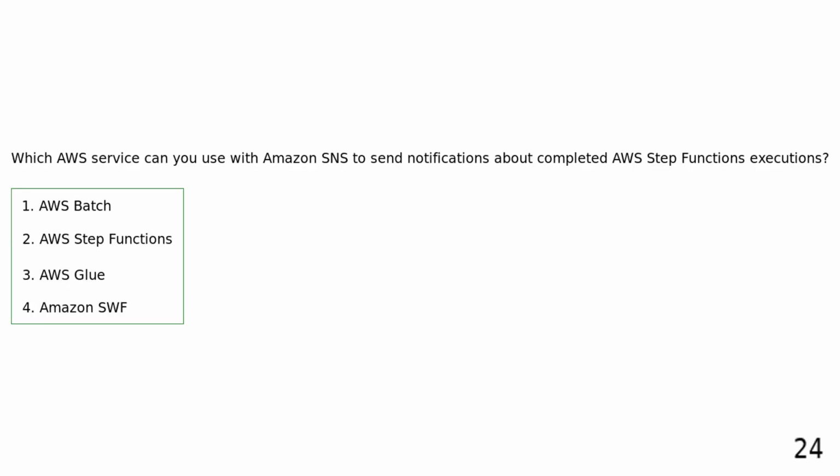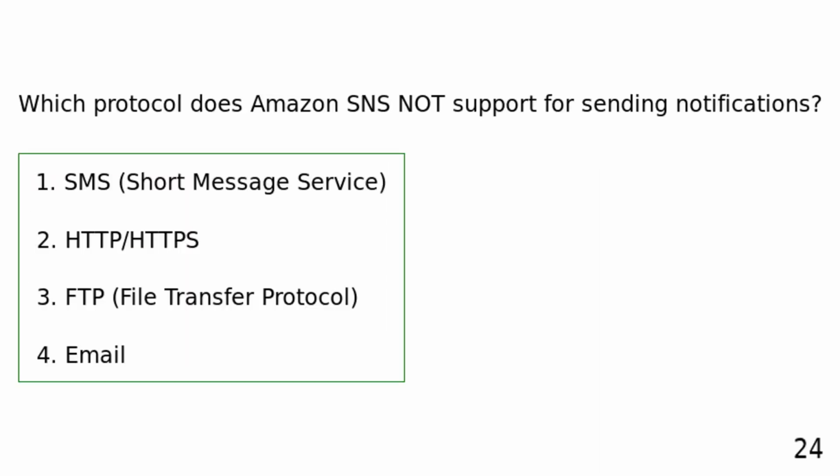Which AWS service can you use with Amazon SNS to send notifications about completed AWS Step Functions executions? AWS Batch. AWS Step Functions. AWS Glue. Amazon SWF. AWS Step Functions can be configured to send notifications through Amazon SNS when a state machine execution completes, providing updates on complex workflow statuses.